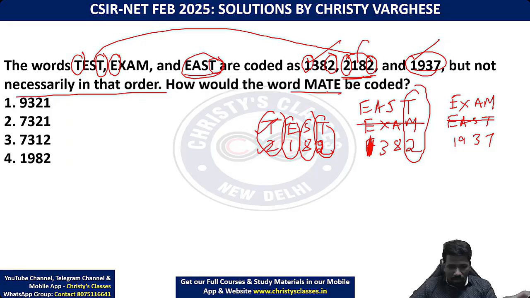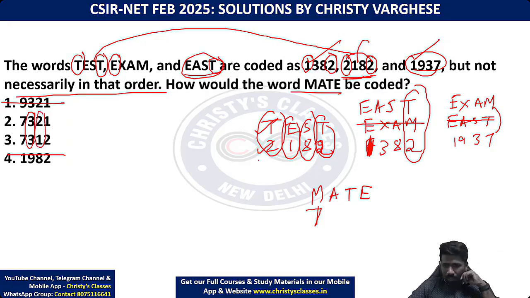For time's sake, I'm continuing. What would the word mate be coded to? Mate, MATE. So what is the number of M, A, T, and E? M's number is 7. So the answer has to start with 7. There are two options starting with 7, the other two options can be eliminated. In these two options the second letter is 3, so you don't have to worry about it. Third letter is T. T's number should be 2, so 2 should also be in the third position. So option 2 only is correct. You can check other cases, but smartly you can do elimination to save time.